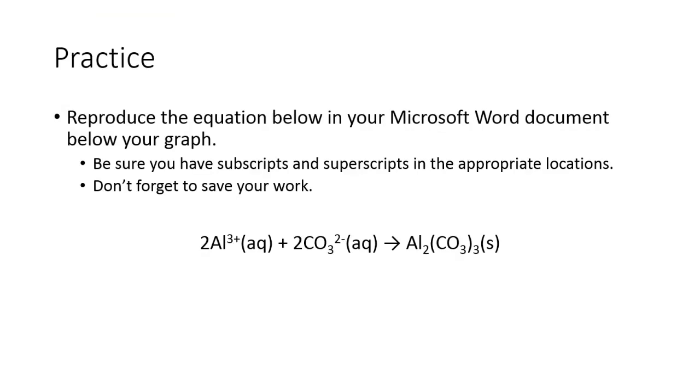Now it's your turn. Below is a chemical reaction we wish for you to type into your existing Microsoft Word document. Type the equation below the graph you created during the previous video. Be sure you have subscripts and superscripts in the appropriate locations. Once you are finished, the equation in your Microsoft Word document should look exactly as the equation does on the screen in front of you. Don't forget to save your work once you are done. Once you've got the equation looking exactly as it does here, close the video and move to the final video in the sequence.